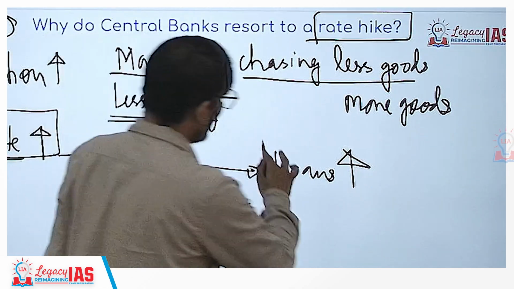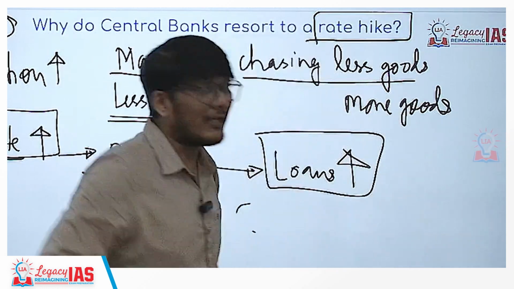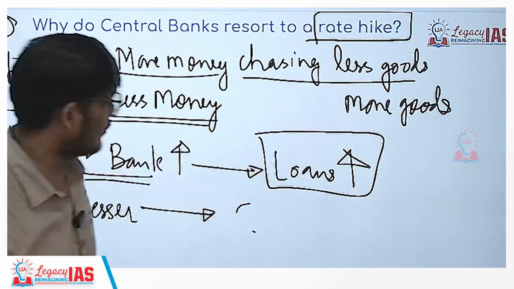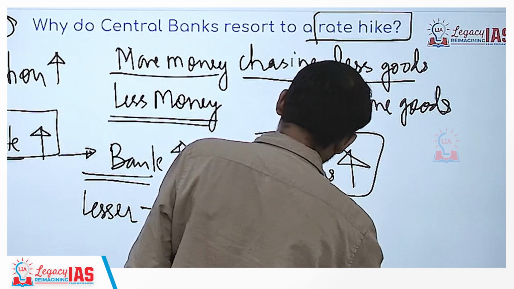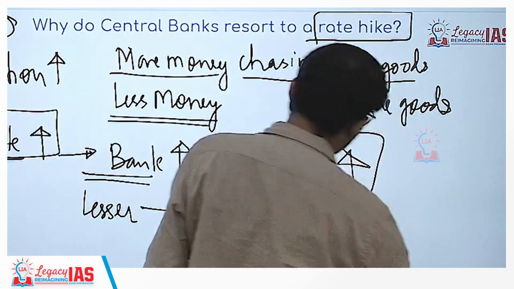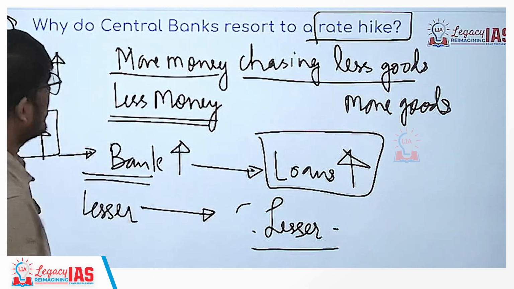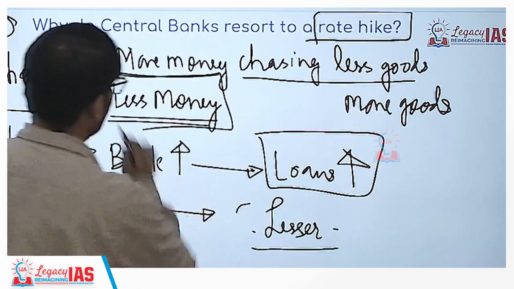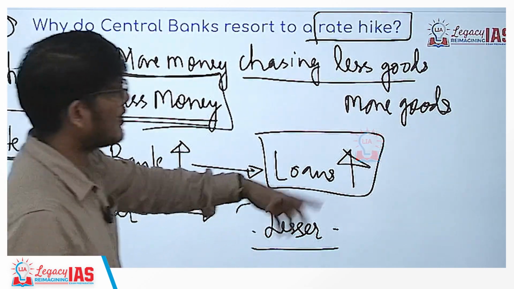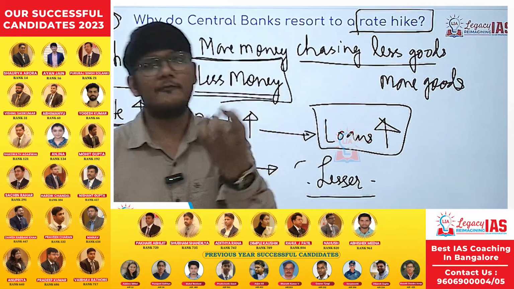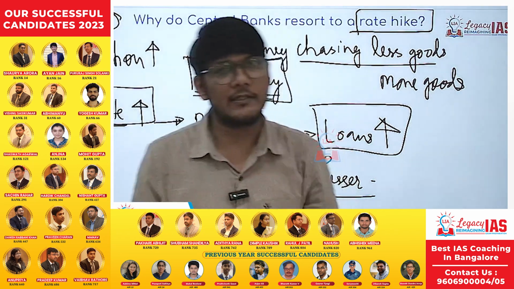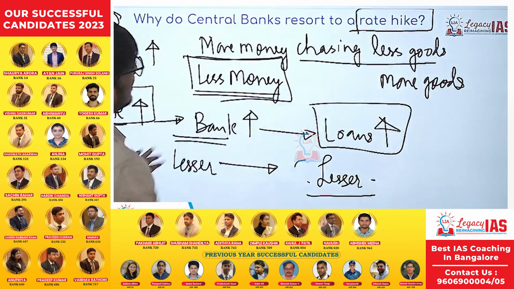At the same time, the loan interest rate is high, so fewer people would want the loans. So again, people have a lesser amount of money in the form of loans, and hence less money in the market. Less money in the market means you have done something to bring the inflation down. So that is why rate hikes are there.